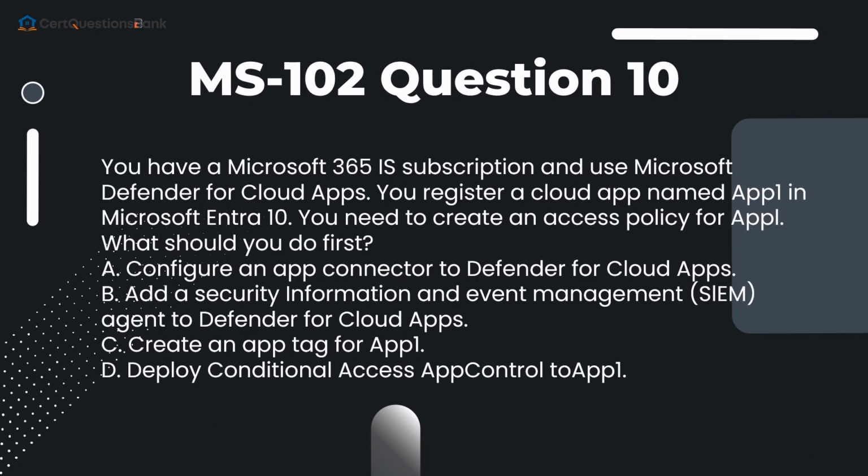You have a Microsoft 365 subscription and use Microsoft Defender for Cloud Apps. You register a cloud app named App 1 in Microsoft Entra ID. You need to create an access policy for App 1. What should you do first? A. Configure an app connector to Defender for Cloud Apps. B. Add a Security Information and Event Management (SIEM) agent to Defender for Cloud Apps. C. Create an app tag for App 1. D. Deploy Conditional Access App Control to App 1.